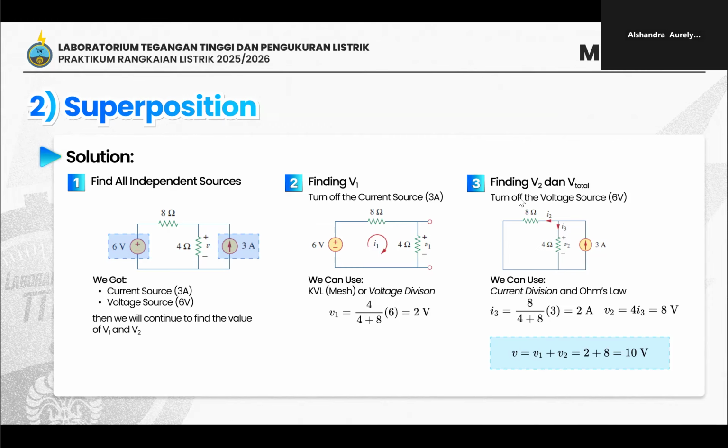Then we get 2 volts, and then we need to find V2, which we obtain by turning off the voltage source, which makes it a short circuit here. Then we can use current division and Ohm's law to find the voltage across this resistor, and we get 8 volts. Then we just add those two values, 2 plus 8 equals 10 volts. That is the algebraic sum of the voltages from each independent source, and this is the total voltage across this resistor.